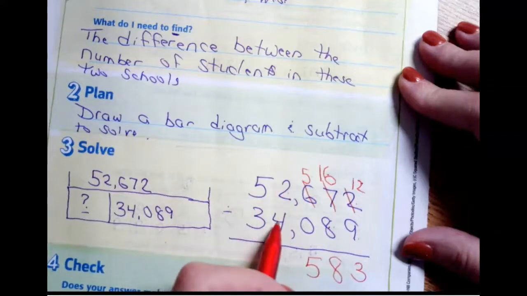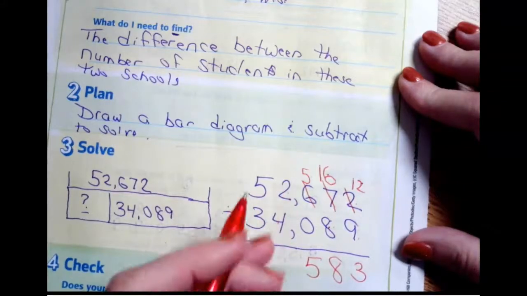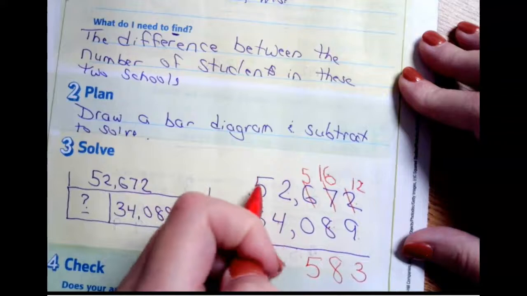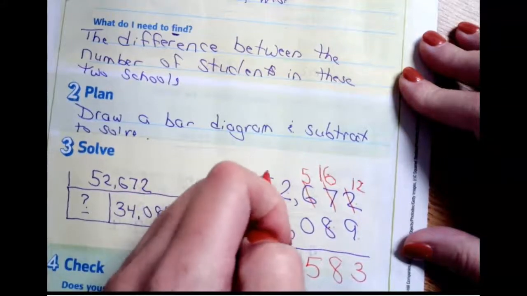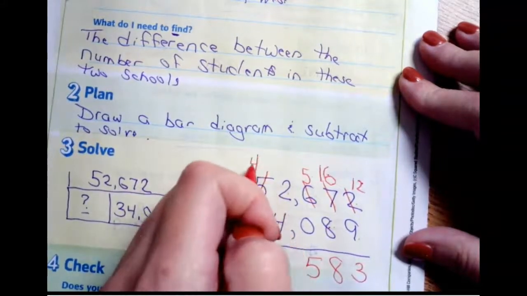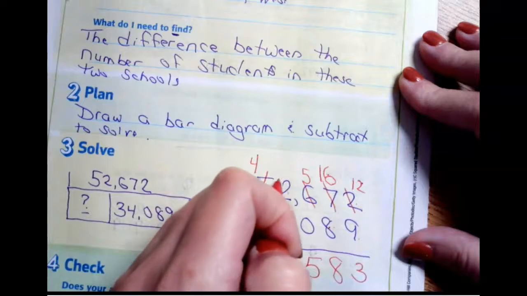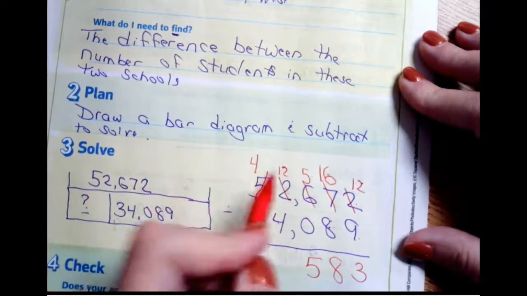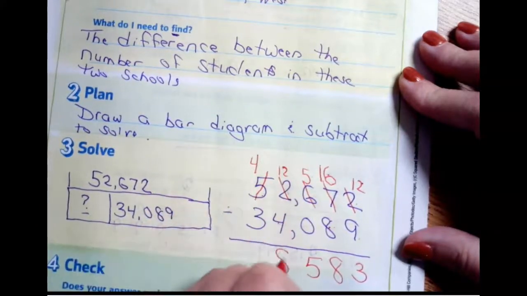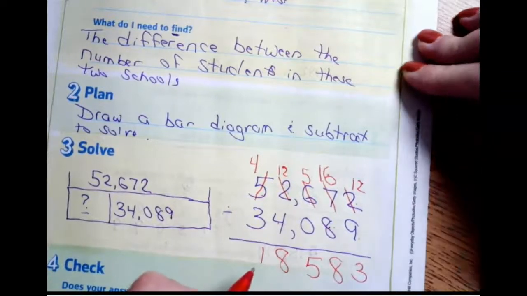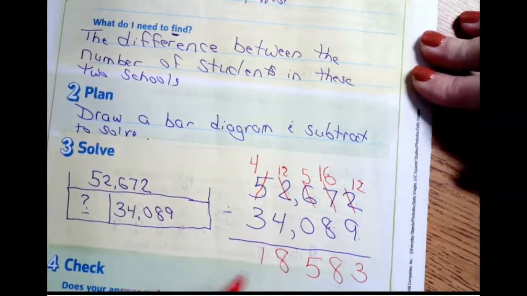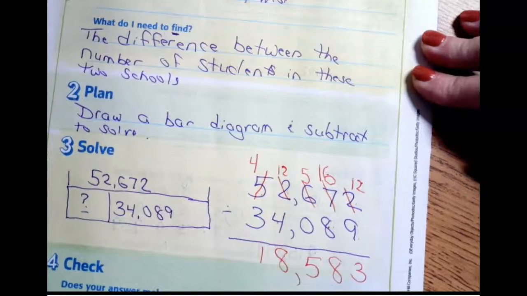2 minus 4. Can you do it? Nope. Go to your neighbor. Does he have one that you can take? Yes. 5 becomes a 4. The one that we took there gets regrouped, comes over to here, and then the 2 becomes a 12. 12 minus 4 is 8, and 4 minus 3 is 1. All right, so it looks like there's 18,583 more students at East District than West.